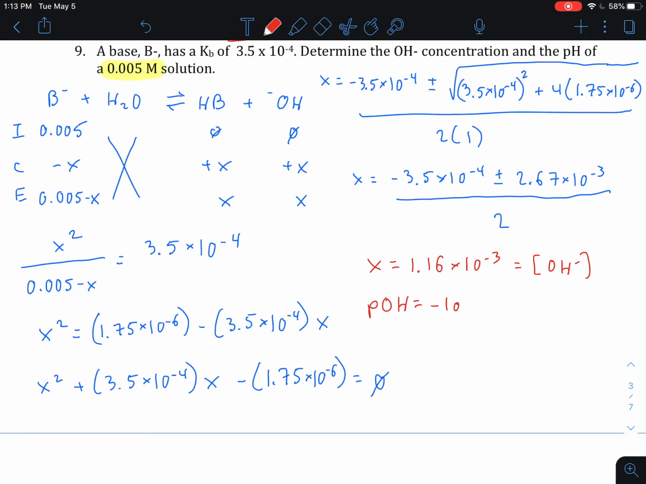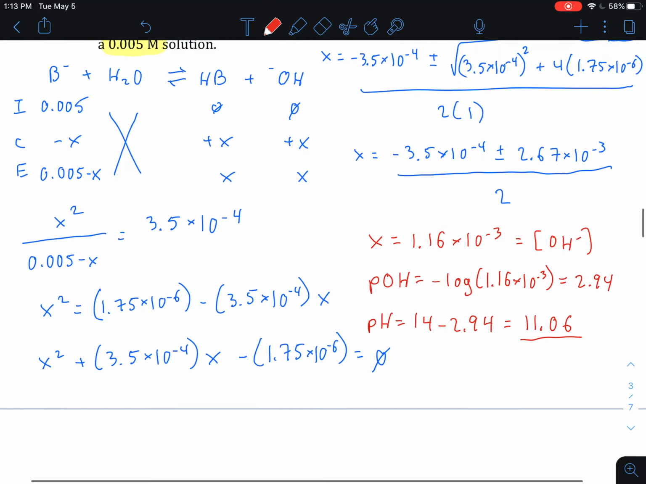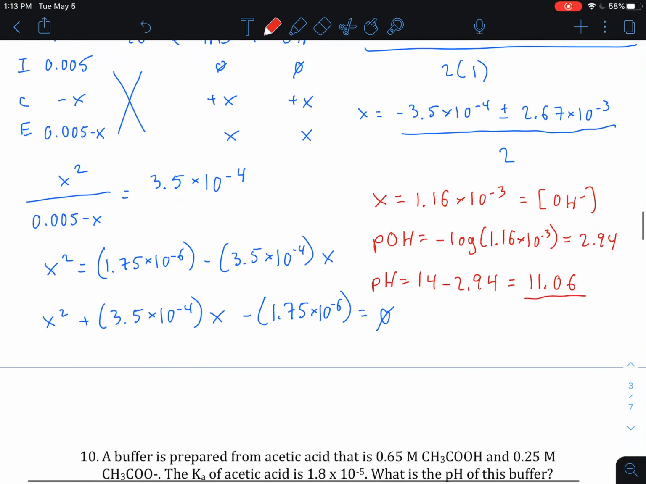And remember, this represents the hydroxide ion concentration. So now I'll get the pOH, which will be the negative log of 1.16 times 10 to the negative 3. And for that, I got 2.94. So then pH equals 14 minus 2.94, and then we should get 11.06. That was our final answer there.